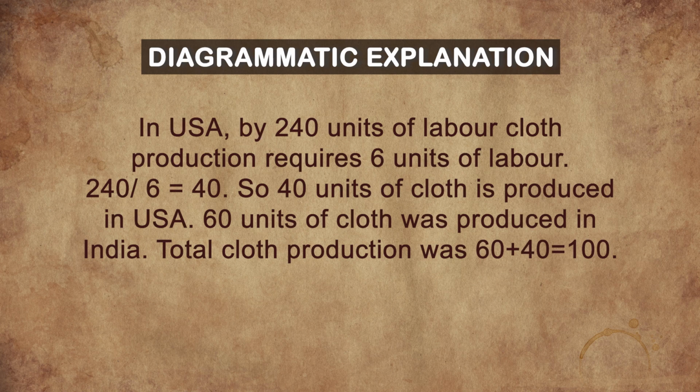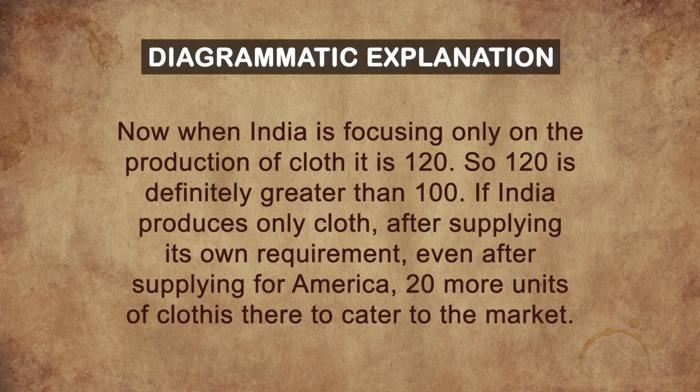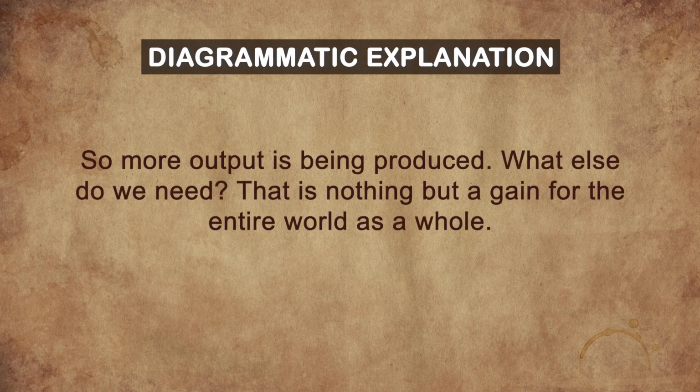60 units of cloth was produced in India in the pre-trade situation. Total cloth production was 60 plus 40, 100. Now, when India is focusing only on the production of cloth, it is 120. So, 120 is definitely greater than 100. So, if India produces only cloth, after supplying its own requirement, even after supplying for America, 20 more units of cloth are there to cater to the market. So, more output is being produced.